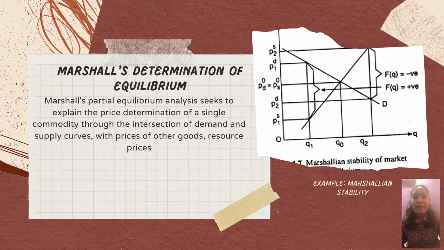Now we will see Marshall's determination of equilibrium. Marshall's partial equilibrium analysis seeks to explain the price determination of a single commodity through the intersection of demand and supply curves, with prices of other goods and resource prices held constant.